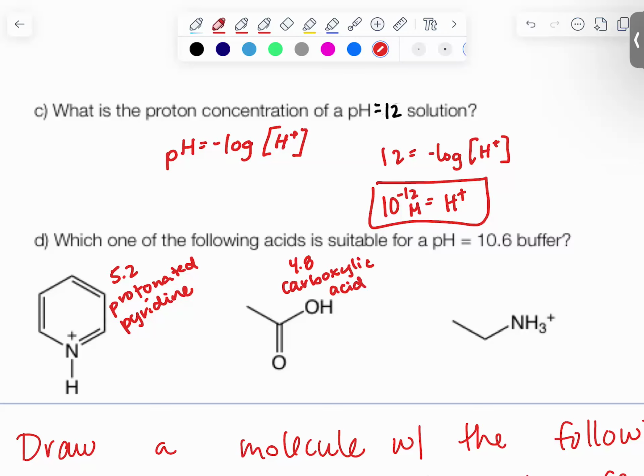In teaching this class, man, have I seen some crazy ways to spell carboxylic. Spelling does not matter.